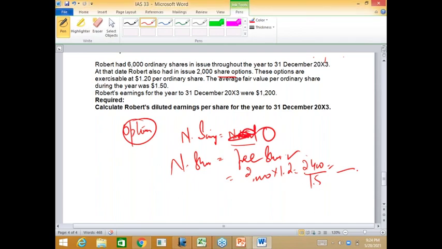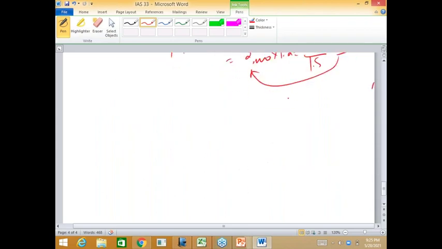2,400 divided by 1.5, you will get 1,600 shares. Just because of the option, you are getting 2,000 shares. So the free shares will be 400.